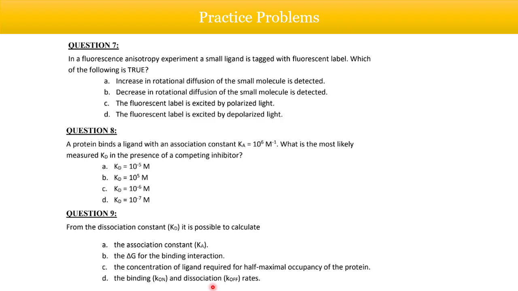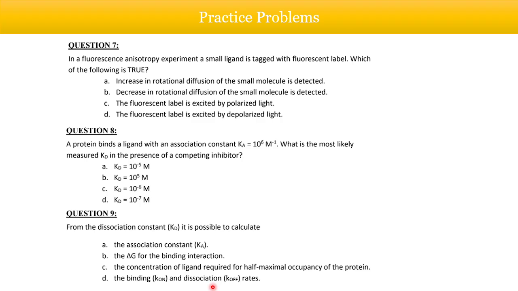Yes, A is correct. Anything else? The association constant can be calculated. If you can calculate the association constant, or if you know the dissociation constant, you can also get the delta G. And when you know the delta G or the Kd value, from there you can calculate the concentration also, where there is half maximal occupancy of the protein.